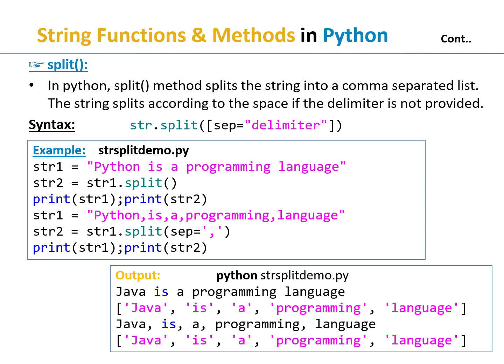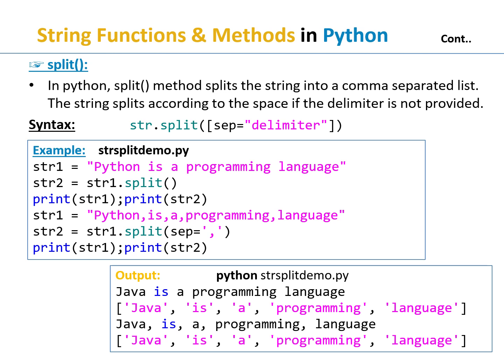The next one is the split method. In Python, the split method splits the string into a list. The string splits according to the space if the delimiter is not provided. The syntax of the split method is str.split(sep equal to delimiter).